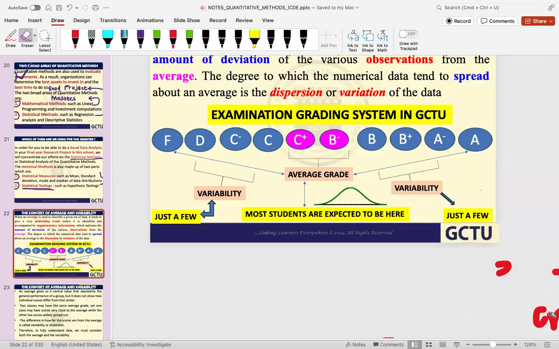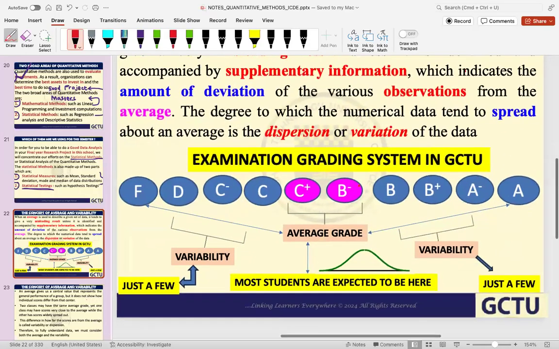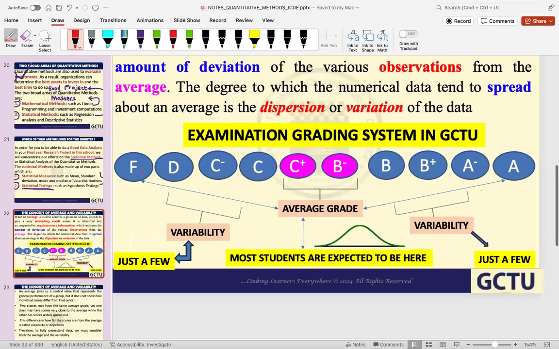So I'm going to use the grade to explain variability to you. Let's look at this. Now, the grading system, the lowest is F, and then the highest is A. So you have 10 of the grades. So when you are asked to find the middle, what do you do? You do the same thing we did to the 1, 2, 3 to 10. You keep coming from the ends. You keep coming from the corners inside this way.